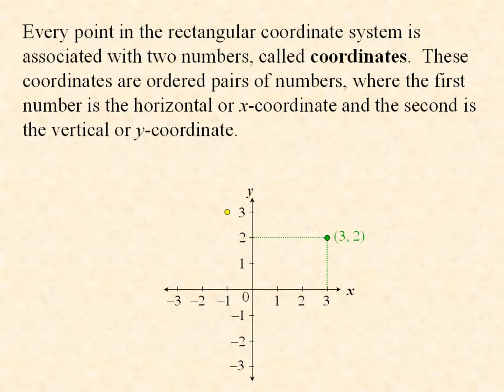Here's another point. Its coordinates are (-1, 3). A third point. Can you say its coordinates? They are (-2, -1). And a fourth point. The coordinates of this point are (2, -2). Notice we always give the x-coordinate first, then the y-coordinate.